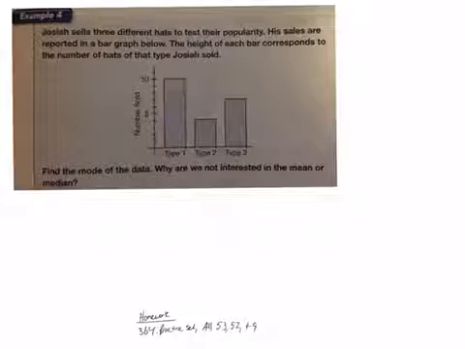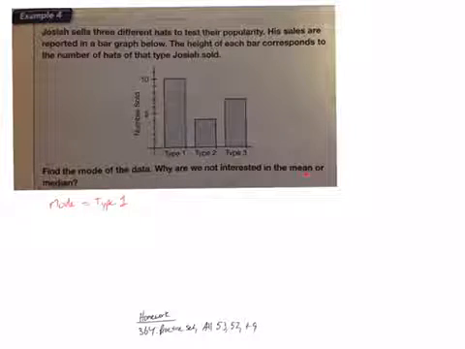So first of all, let's look at this real quick. Type 1, he sold 10 hats. Type 2 looks like he sold 4. And type 3 looks like he sold 7. So the mode would be type 1, because that one showed up 10 times, whereas the other ones only showed up 4 and 7 times.